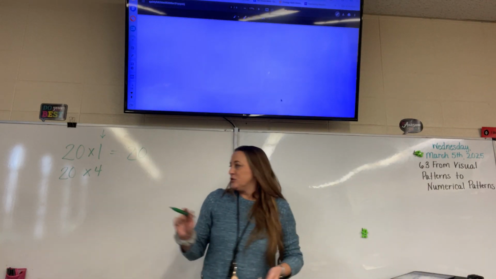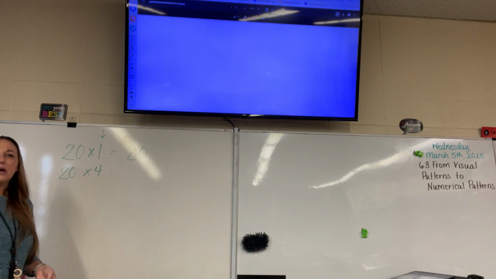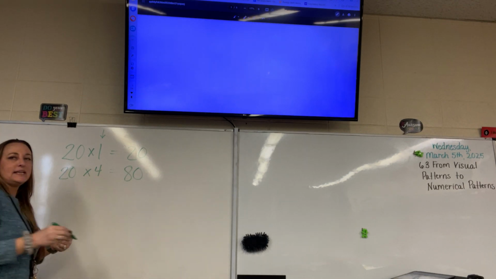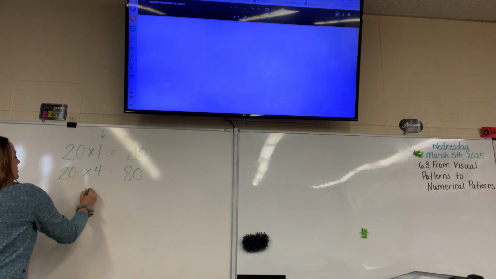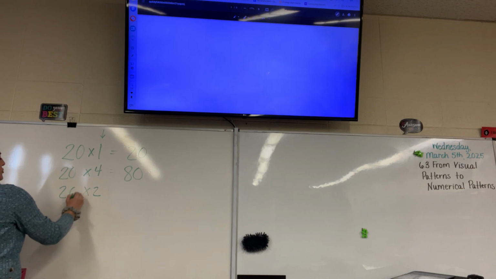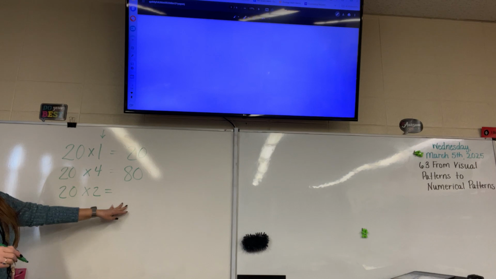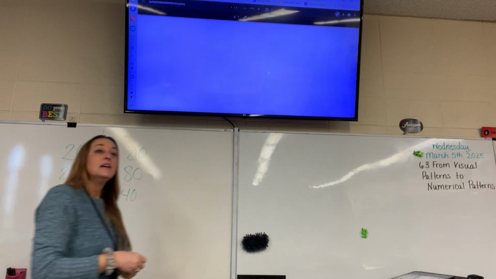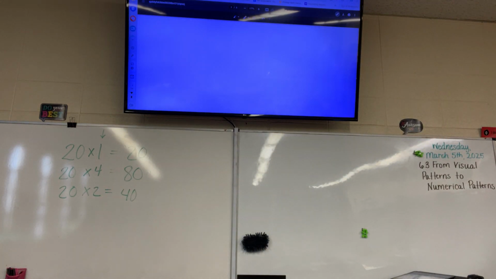So if he's on step 20, then what would his number of blocks be? Harbor? 80. And then what was Lynn's rule? Macy? 2. Times 2. So if Lynn is on step 20, how many groups of 2 would she have? Evan? 40. See how that works? See how that's much more helpful than drawing? Figuring out what the rule is and then multiplying that times the step number they're wanting you to find.